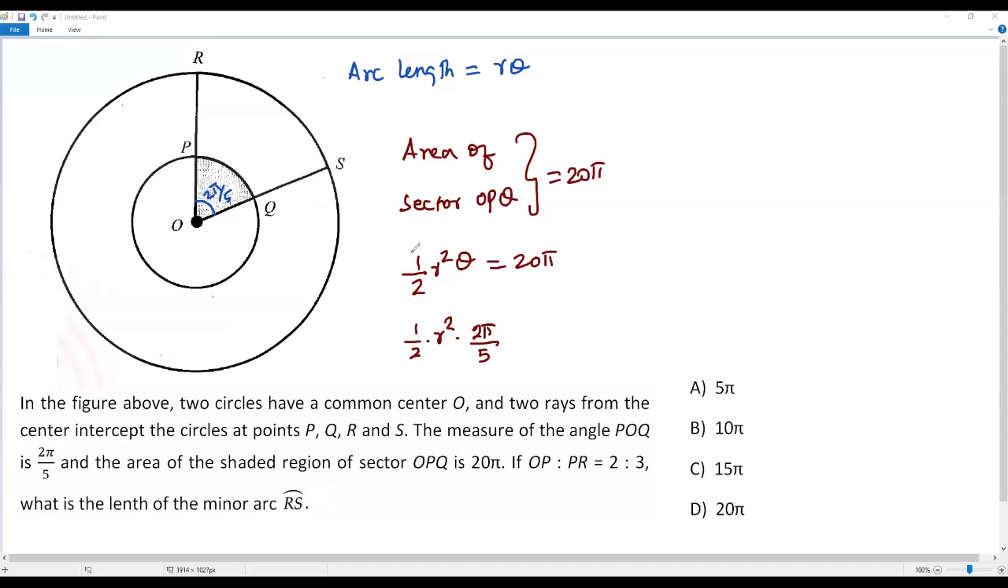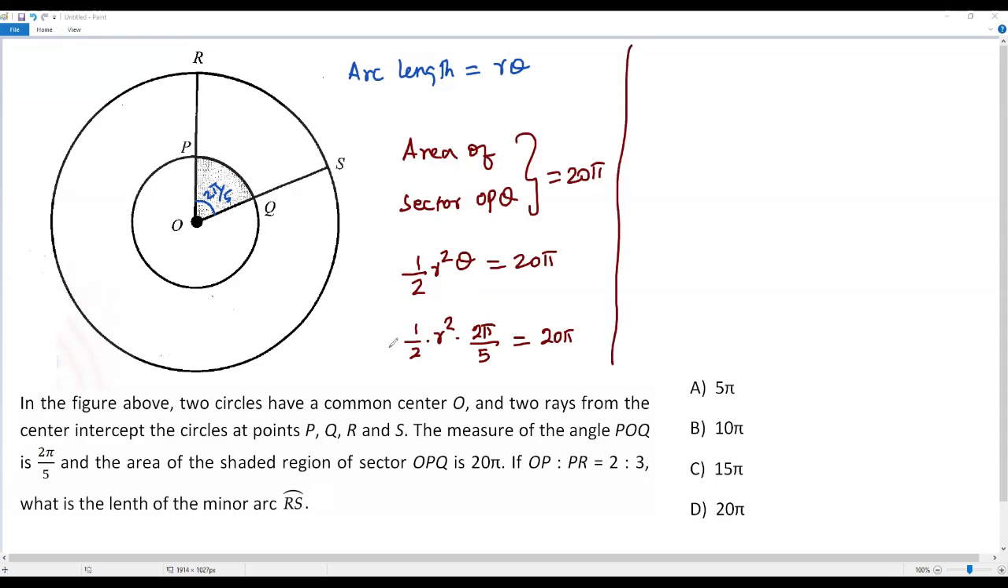That is for the central angle given in degree measure. But here the central angle is given in radian measure. In that case, this is the formula to find the area of a sector. And here on the right side, we have 20 pi. Now we have to solve for r square. I mean, sorry, not for r square, for r in this equation.